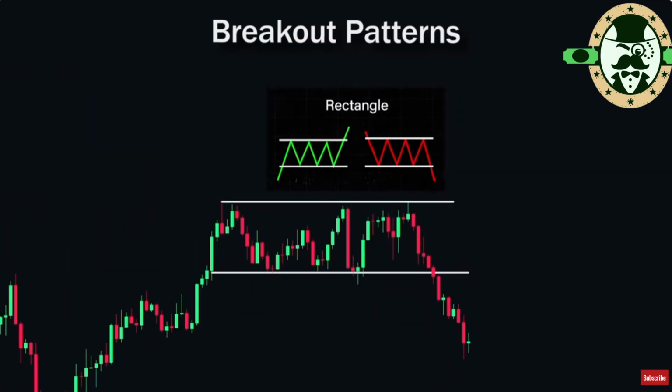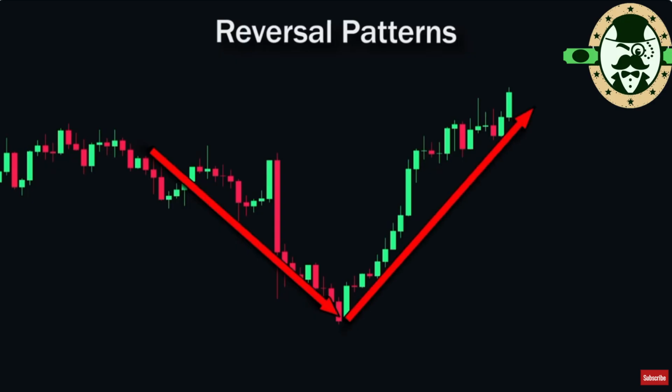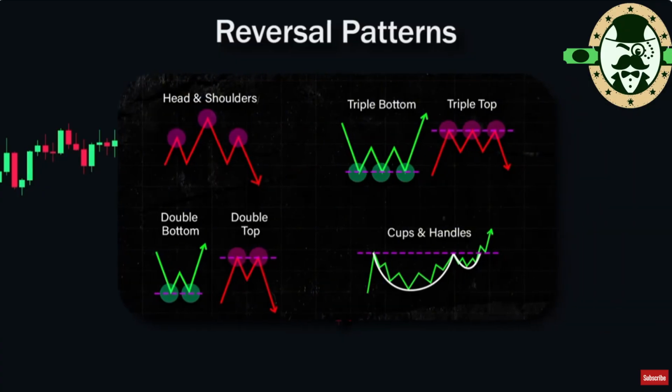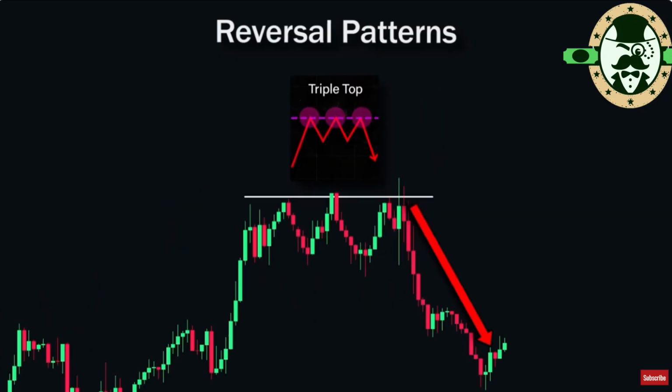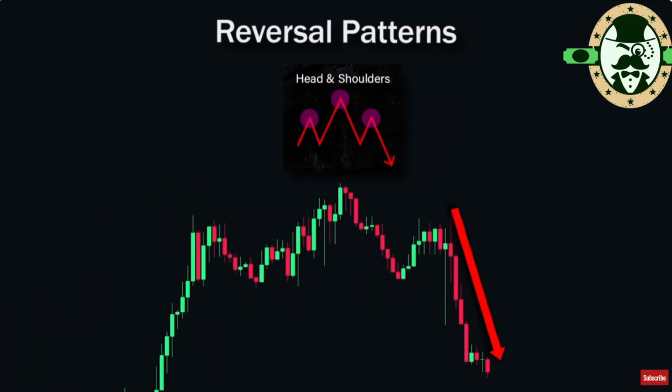The third strategy we're going to look at is reversal patterns. Reversal patterns occur when price moves in the opposite direction of the current trend, forming a countertrend. Specific patterns can be identified on a chart, helping traders predict reversals before they happen. Most notable reversal patterns include double tops and bottoms, triple tops and bottoms, head and shoulders, and cups and handles.